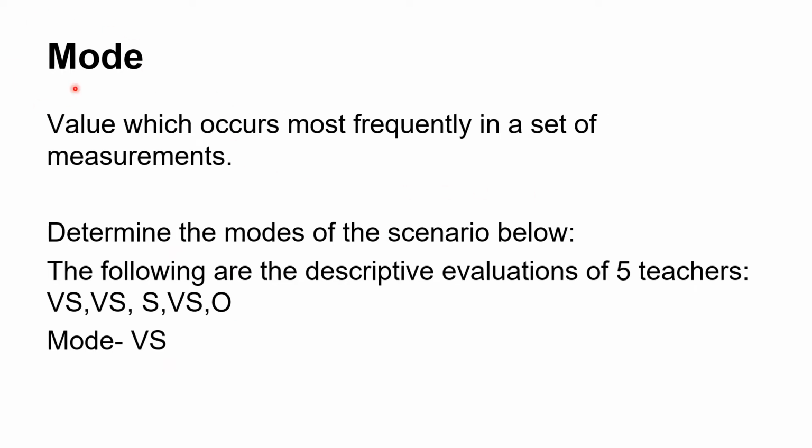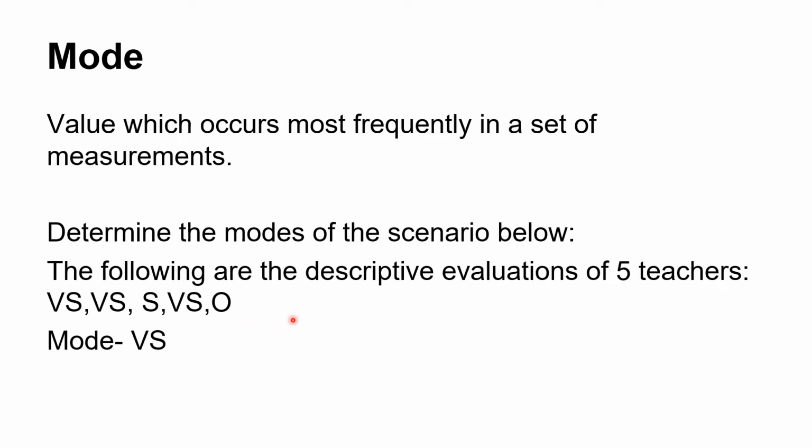Next we will look at the mode. The mode is simply the value which occurs most frequently in a set of measurements. For example, in the scenario below, the following are descriptive evaluations of 5 teachers, so the number of data is 5. You are expected to determine the mode for the scenario. In this case, if you look at the letter VS, it is some descriptive evaluation.